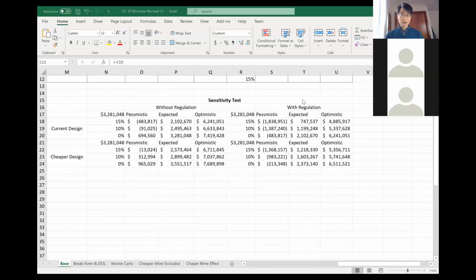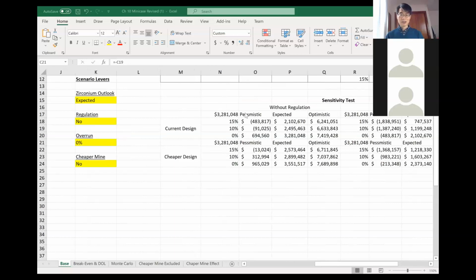These are 4 different table analyses that I did, and these are actually just copies. In this case, we can do a table analysis with the regulation and without the regulation, but right now we are assuming that there is no regulation. What you have to do is first set the possible variation of each variable. In this case, this is the cost overrun. Cost overrun can be 0%, 10%, 15%. These are the labels of the table.